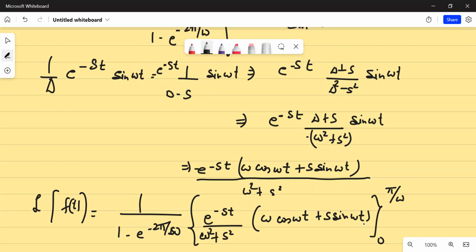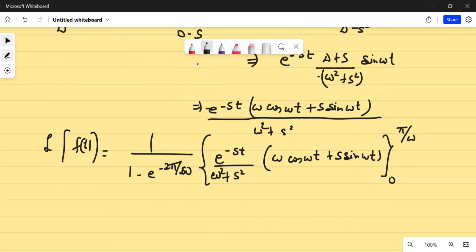So in place of t, you have to place 0. If I place 0 here, and 0 here as well, what will I get? The first thing I'm going to get is 1 minus e to the power minus 2 pi upon omega. If I place pi upon omega, sine pi is 0, right? Sine pi is 0. Cos pi is minus 1.